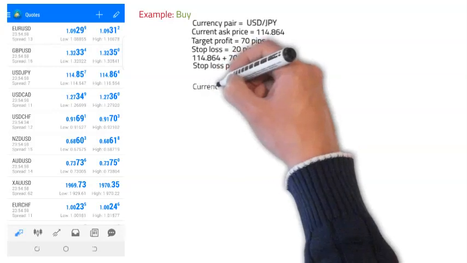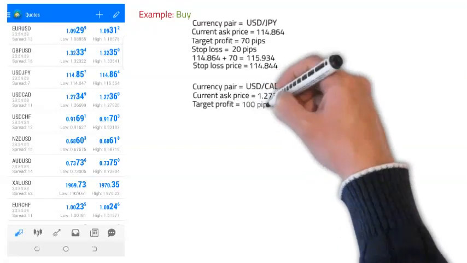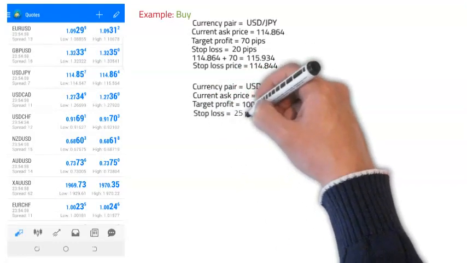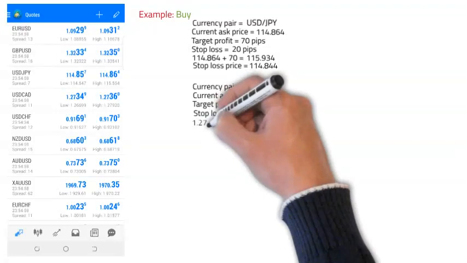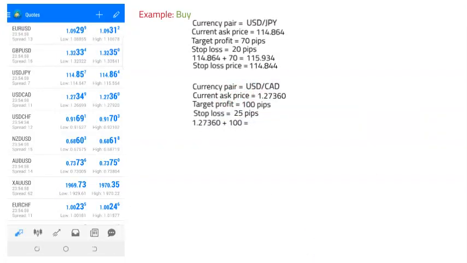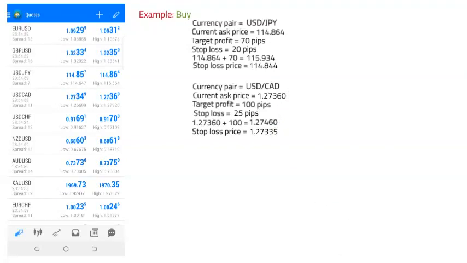Let's see another example. Let's say we want to buy USD CAD and we want a take profit of 100 pips and a stop loss of just 25 pips. From that ask price of 1.27360, our take profit would be at 1.27460. That is after adding 100 pips to the current ask price, while our stop loss would be at 1.27335 after subtracting 25 pips from that same ask price.